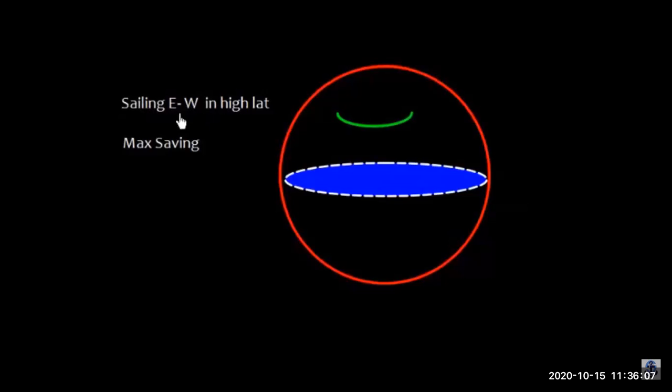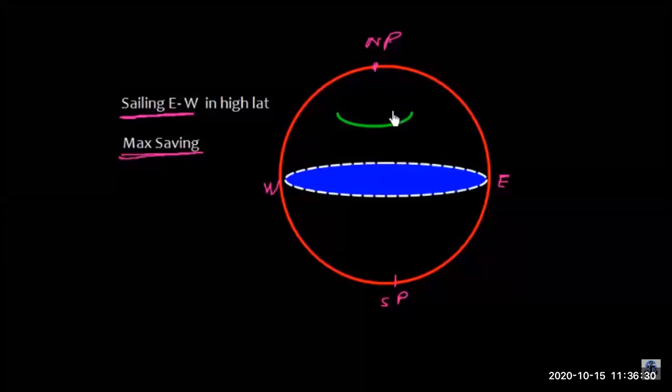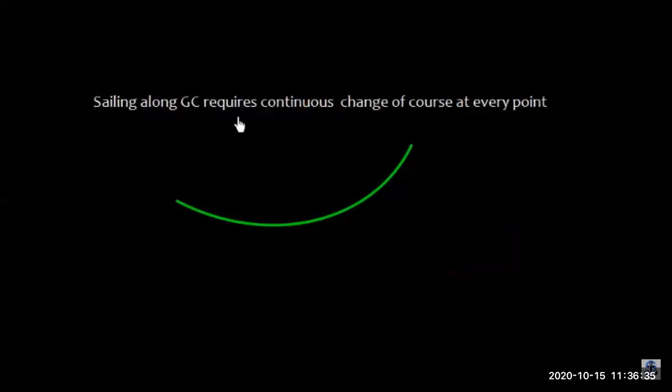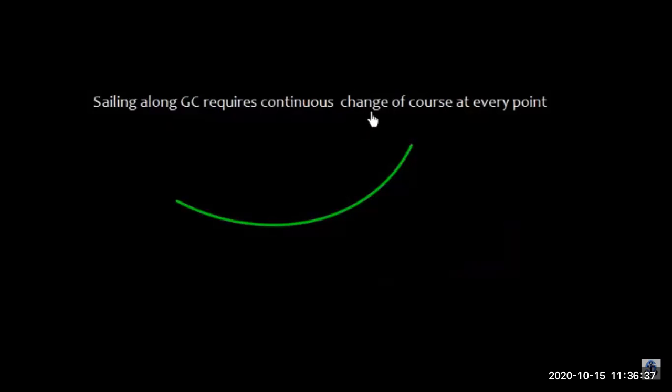Now, if you are sailing in mid latitudes or high latitudes in the east-west direction, so suppose we have east and west, and we are sailing in high latitudes, you will have maximum saving in this case. That's what we said. If you're going from Europe to North America, like that, generally we do, or from Japan to America.